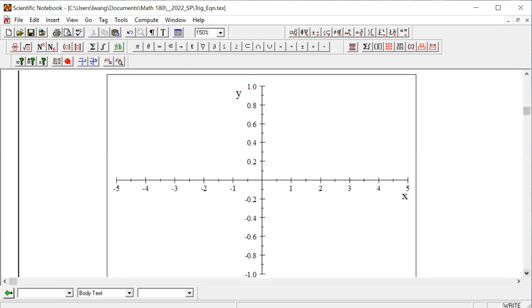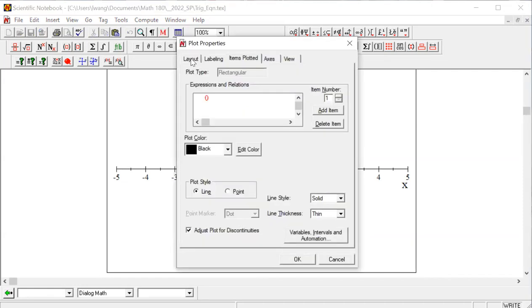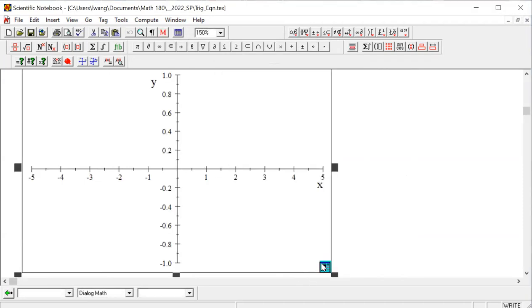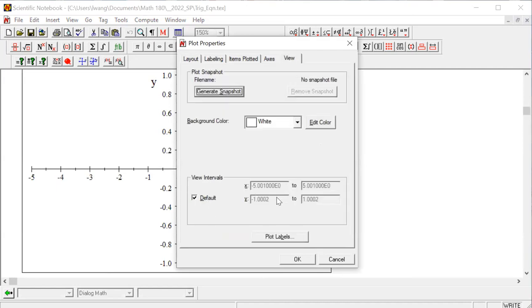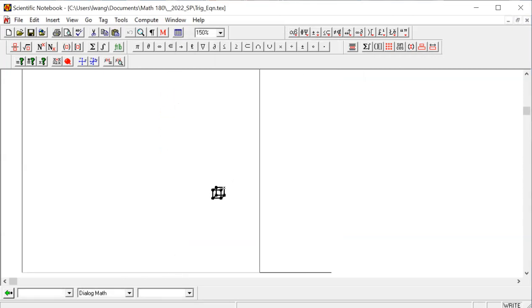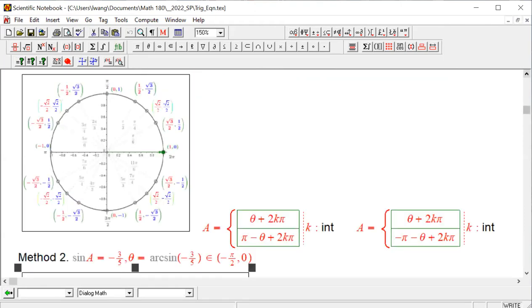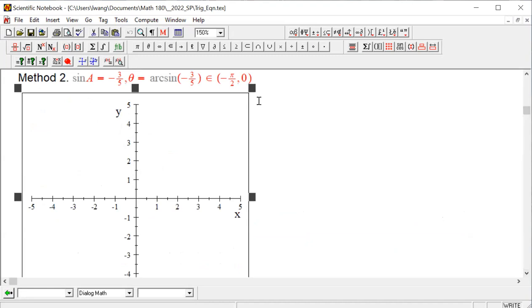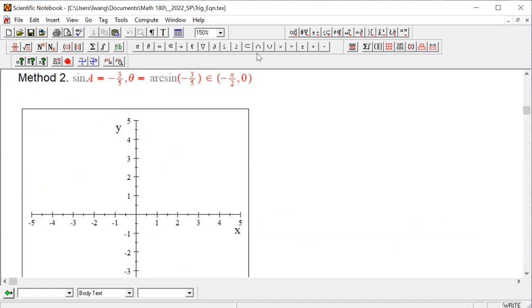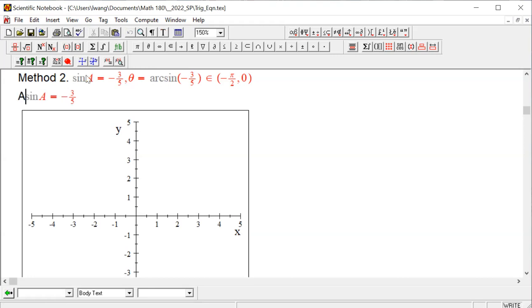Okay, so I set up my rectangular coordinates, and I'm going to make my adjustment. It looks like this is the 3, 4, 5 case, right? And the ratio, remember, using definition is very, very important.